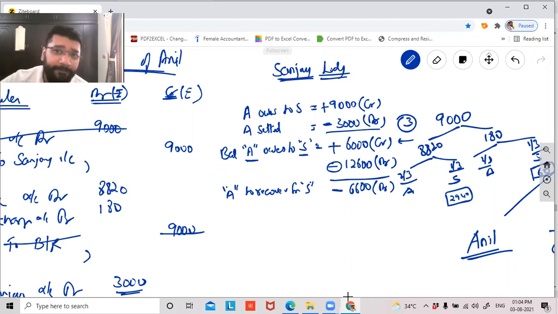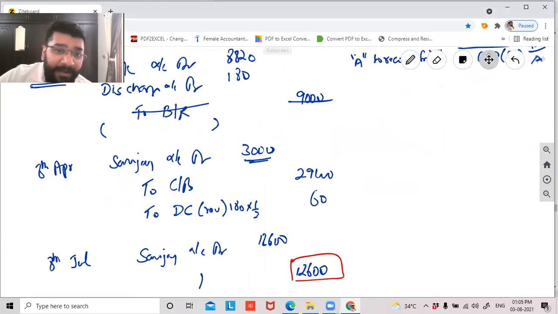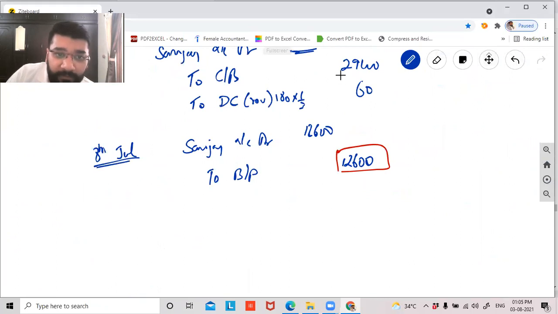We'll go slowly, guys. No hurry. Before the second bill was drawn, A was supposed to give 6,000 rupees to S. Instead of giving 6,000 rupees, A gave a bill of exchange worth 12,600. Excess money, excess promise he gave. And the excess amount is 6,600, which Anil has to recover from S. And that entry we have passed.